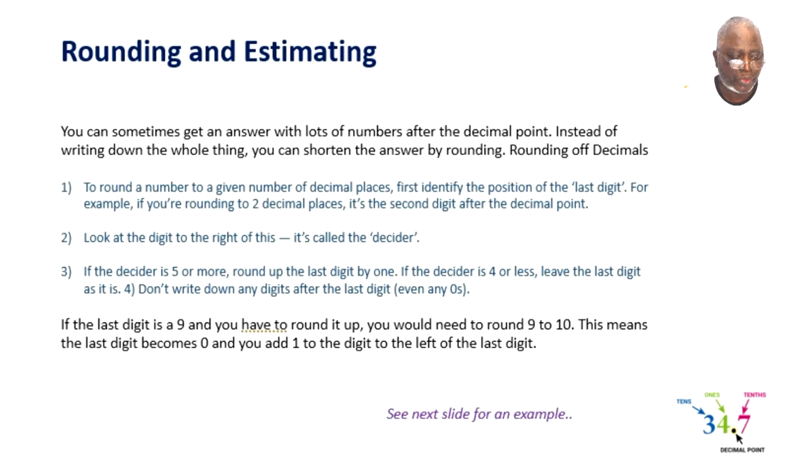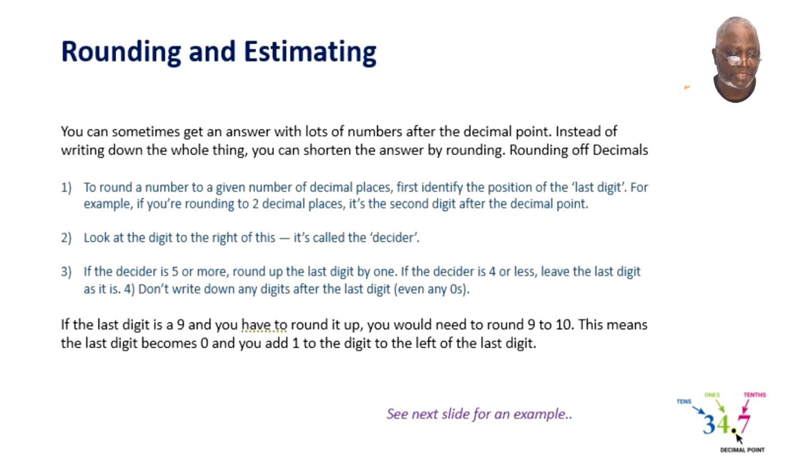Step 2. Look at the digit to the right of this. It's called the decider. So you have to find the decider when you're rounding. If the decider is 5 or more, round up the last digit. If the decider is 4 or less, leave the last digit as it is. And number 4, don't write down any digits after the last digit, not even a 0.